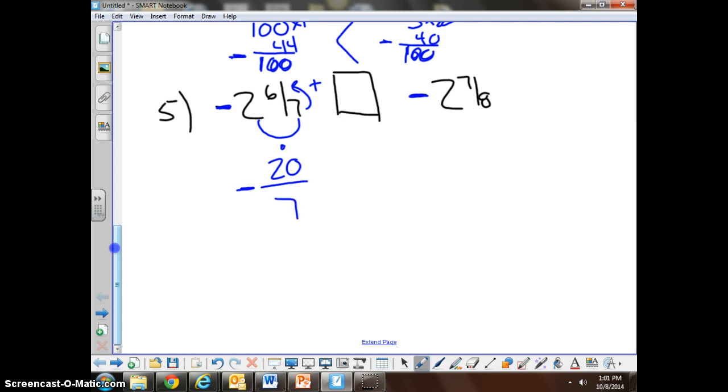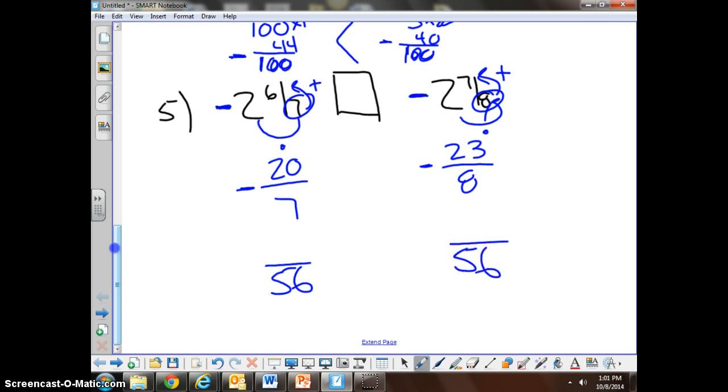Now you can attach your negative. Same thing over here. 2 times 8 is 16. Add 7. We get 23 over 8, because we keep our denominator. We kept our denominator over here for the 27ths, our negative 27ths. Attach your negative on. Now we're looking at our new fractions, and we do not have common denominators, so we have to get a common denominator. 7 and 8 both go into 56.